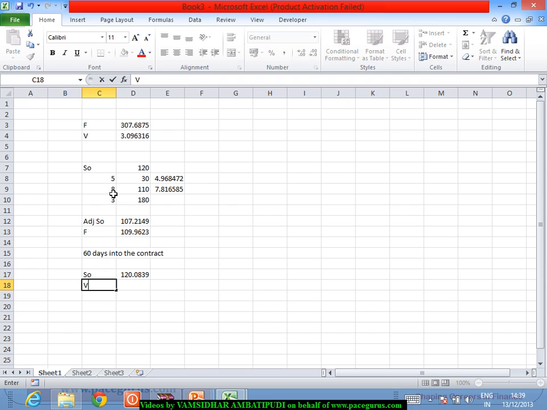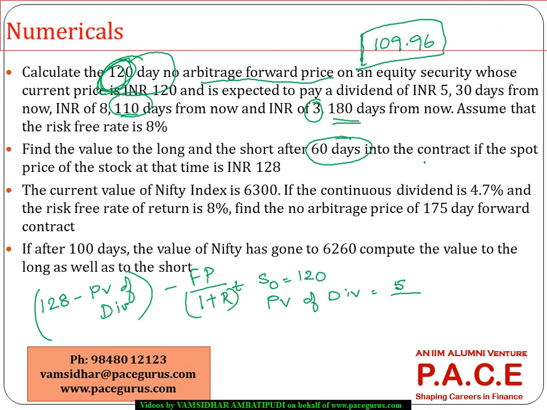So when I am talking about the value, we are more talking about the adjusted spot minus the present value of the forward. This divided by 1.08 to the power, we have 60 more days to maturity, 60 by 365. This is giving me that the value is 11.5, which means for the long the benefit is going to be 11.5, and for the short the loss is going to be 11.5. This is how we will be computing the price as well as the value on this equity forward contract.